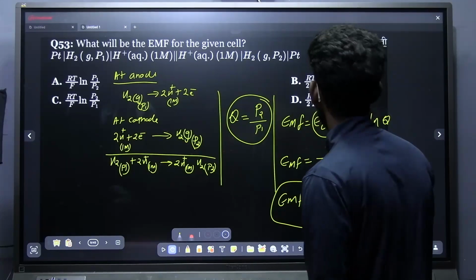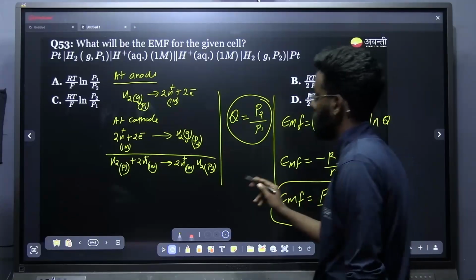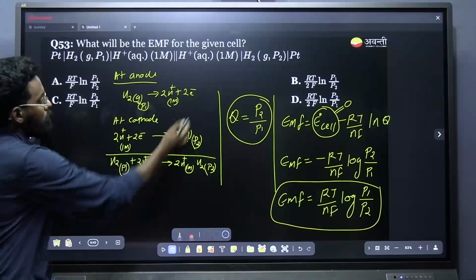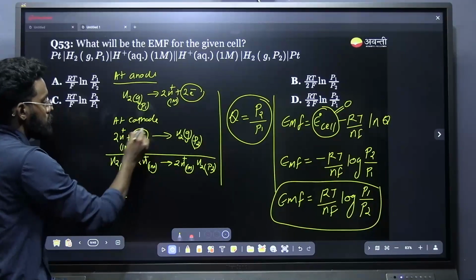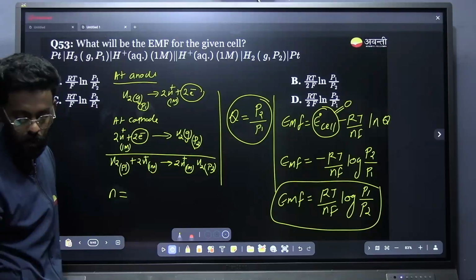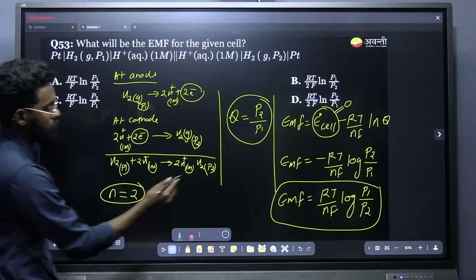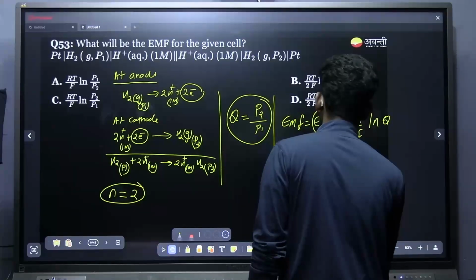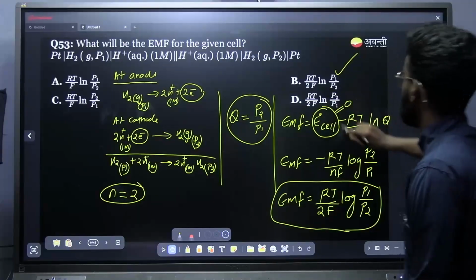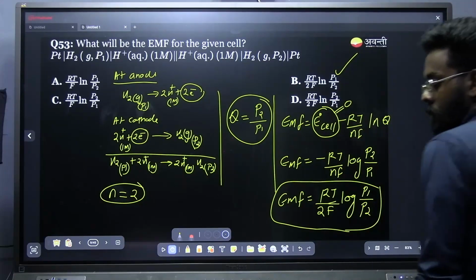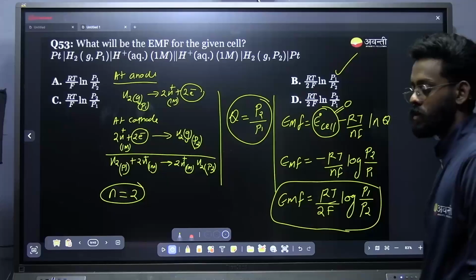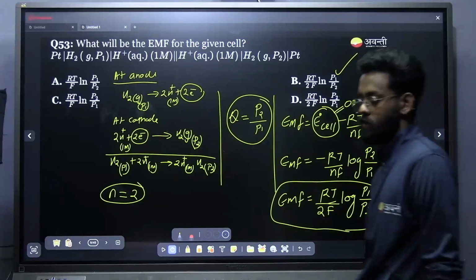So check the options which is following this. Okay, we have to go for the value of N also. What is the value of N? Number of electrons that is exchanged during the reaction. Here you can see after balancing, the number of electrons exchanged during the reaction is 2. So N value is 2. Now substituting the N value here, I will be getting the final answer 2F. So answer is coming RT by 2F ln P1 by P2. Yes. Is it clear, everyone? Shall I move to the next question? Is it completely clear? It's just a direct equation only, no much difficulties.